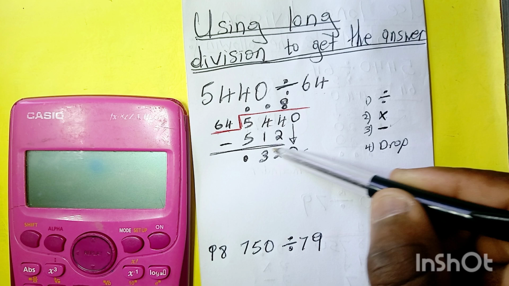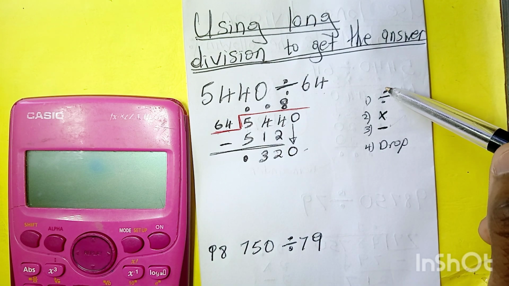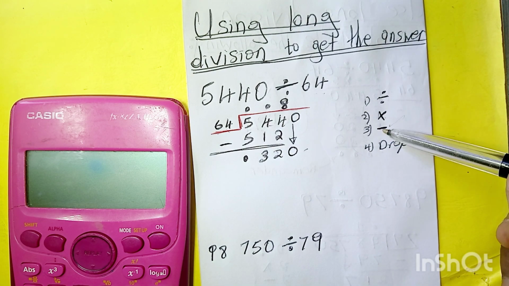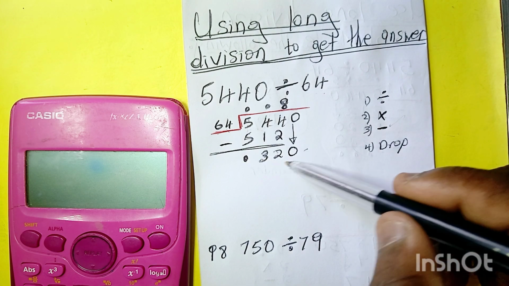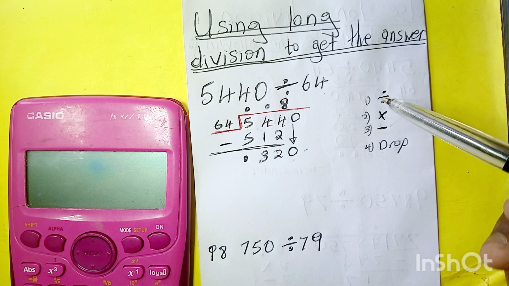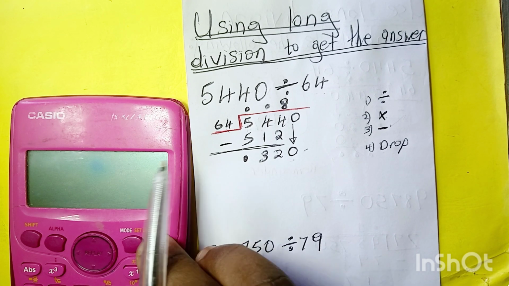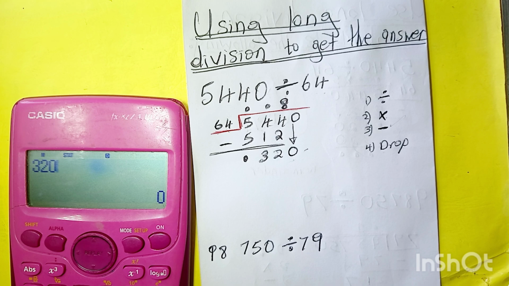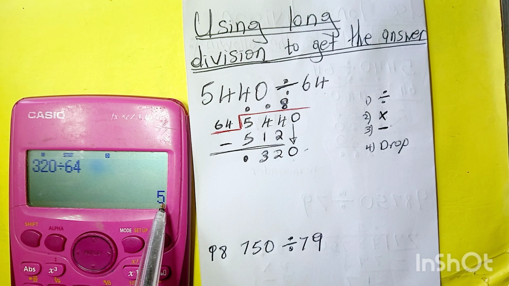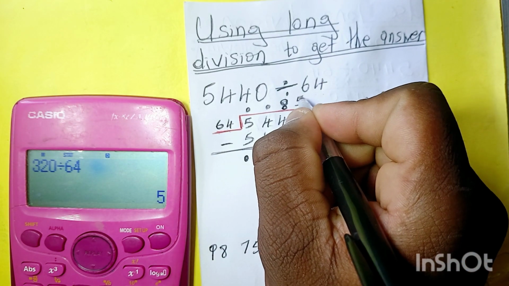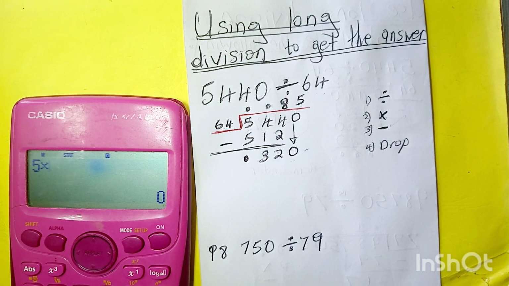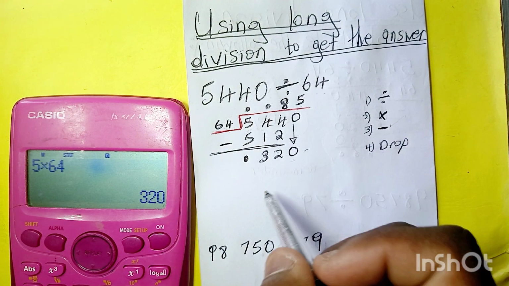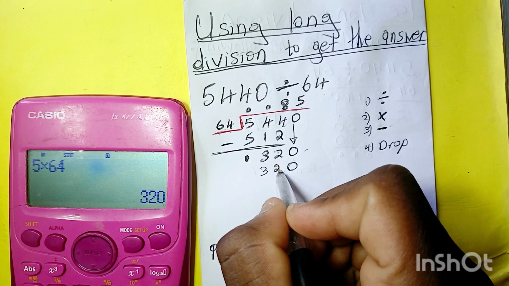The moment I got a new number after dropping, I start my steps again from step 1, step 2, step 3, step 4. So now let me repeat these steps. I say 320 divided by 64, and I got 5 as the answer. Then I'll write that 5 here. Then I'll say 5 multiplied by 64. So I get 320.